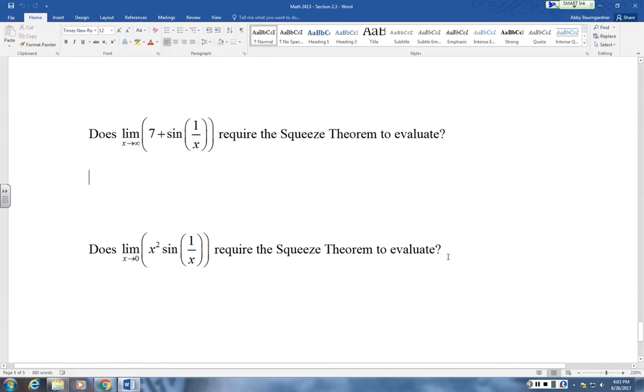So we obviously know the answer to the bottom one because that's the one we just did. Yes, we are going to have to do a squeeze theorem on that one. We just did it. But what about the one before it? Because it kind of looks like it. It's very similar.